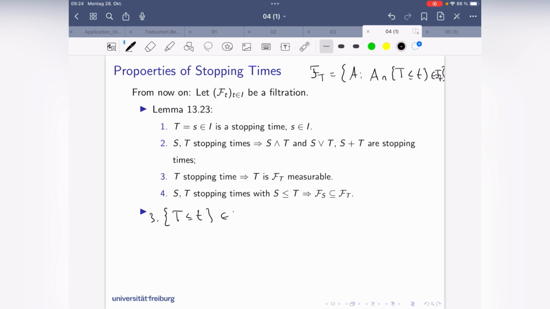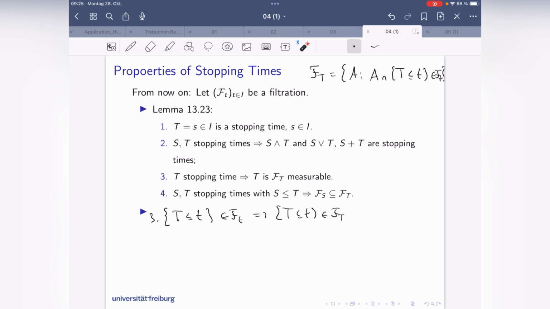That's of course in Ft. And well, since this here is in Ft and T is a stopping time, the A here, which is of this form here, has the property that intersected with this is in Ft, and that means that T smaller or equal than t is in F capital T. And that means these events generating the sigma algebra generated by T all are in F big T, and that means big T is F big T measurable.